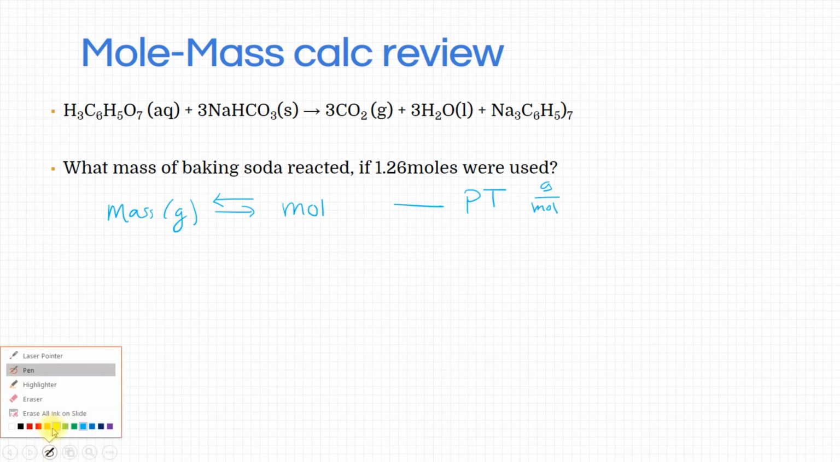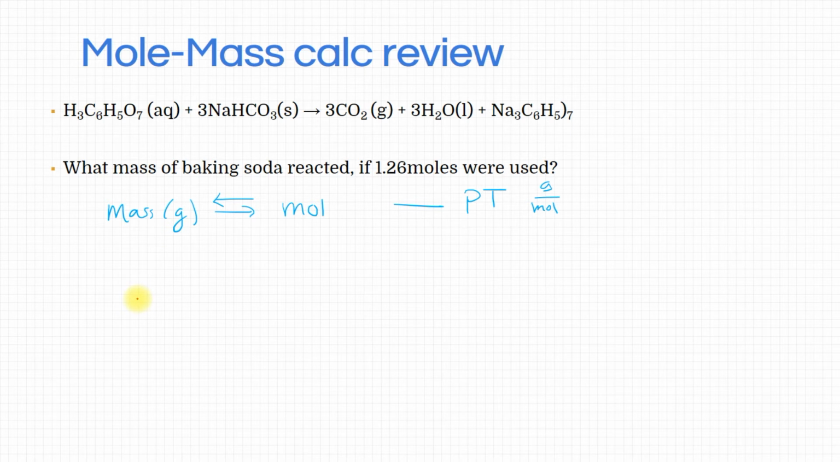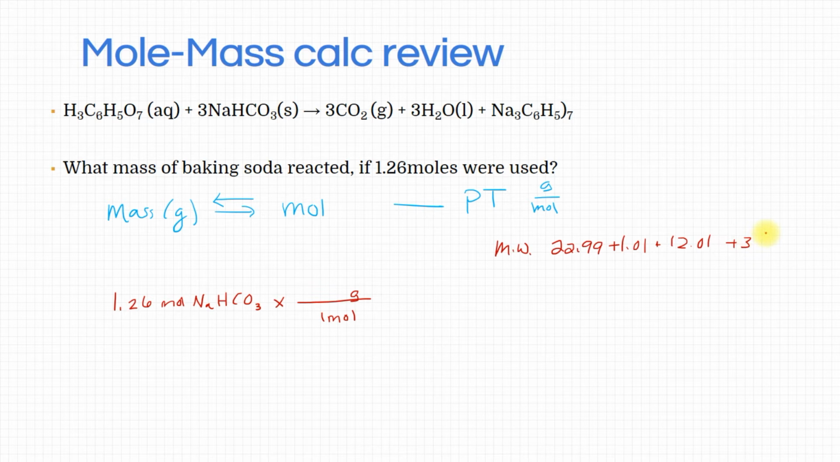Knowing that, we're going to start with 1.26 moles of the baking soda, and I'm very careful to always write which chemical I'm talking about, because we're going to transfer between one chemical and another, so it's important to keep it straight. I need to know how many grams for every mole there is. So this is the molecular weight calculation we've been doing. Na says 22.99, H is 1.01, C is 12.01, and there's 3 oxygens worth 16 each.